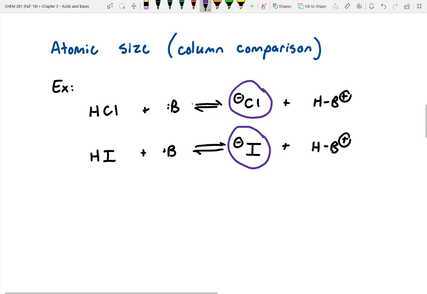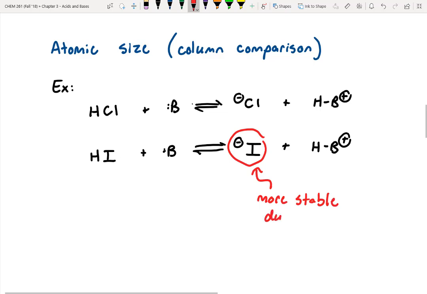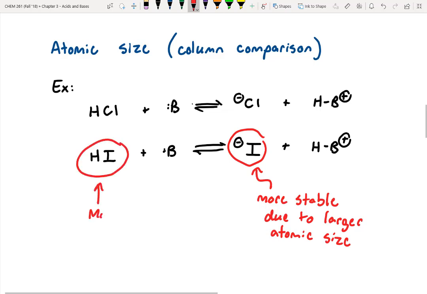Yeah, if I'm a negative charge, I want a big area to roam around in, right? I don't want to be forced into a little atomic cloud. I'd much rather be in a giant electron cloud. So in this case, iodide is more stable due to larger atomic size. That means hydroiodic acid must be the stronger acid.